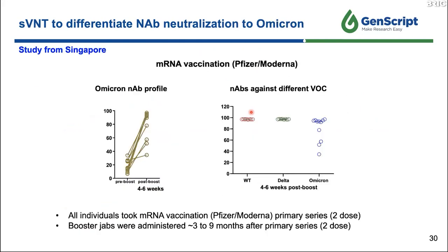So next, I believe all of you must be wondering, how about for Omicron? Here I would like to share a recent study from Singapore that investigated how effective the mRNA vaccination is against the Omicron variant. As shown here, this graph shows the pre-boosting and post-boosting data. For the pre-boosting, the recipients have received 2 doses of the mRNA vaccine.